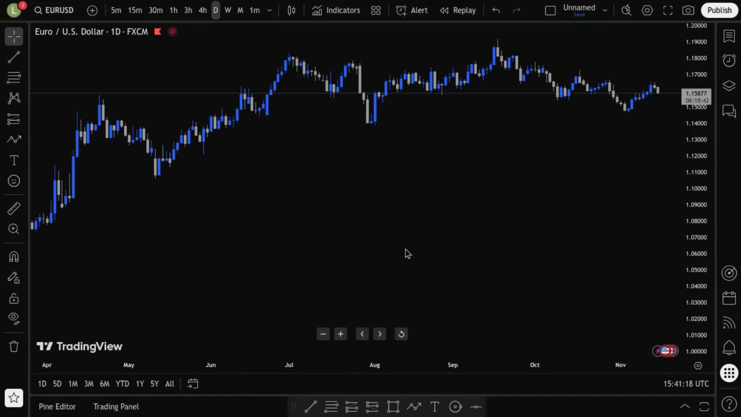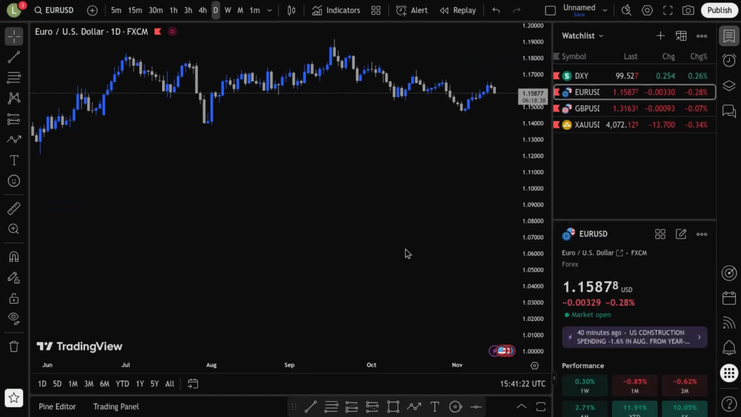So trend line is overall price direction. Trend line is just like overall movement, overall sentiment in the market. If price is bullish or if overall price is bearish, that means buyers are in control of the market or sellers are in control of the market.